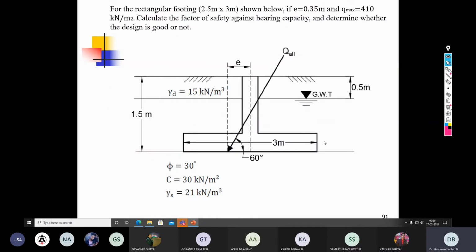Yeah, so note down another sum in a similar direction. For a rectangular footing 2.5 meter by 3 meter shown below, if the eccentricity is 0.35 meter and Q max is 410 kilonewton per meter, calculate the factor of safety against bearing capacity and determine whether the design is good or not. Everyone note down and keep solving the problem.